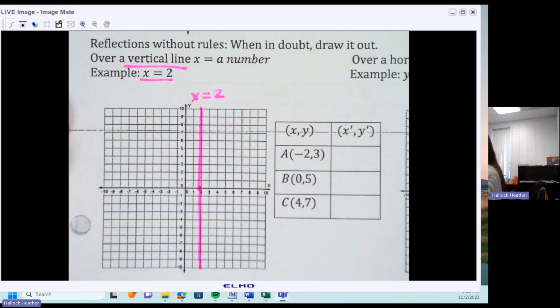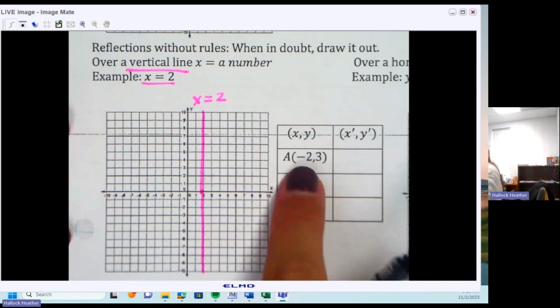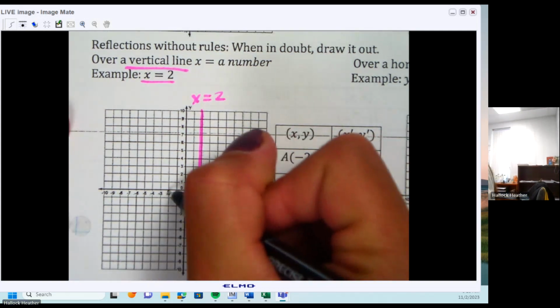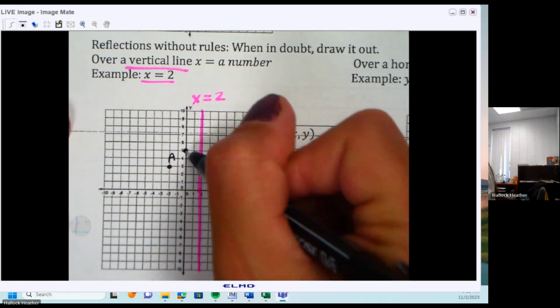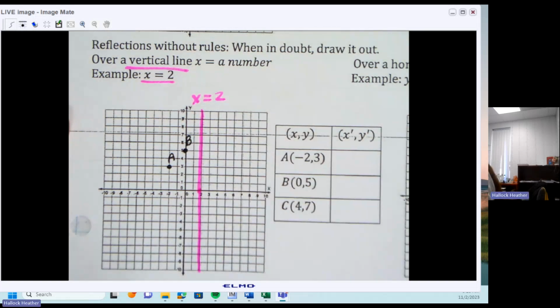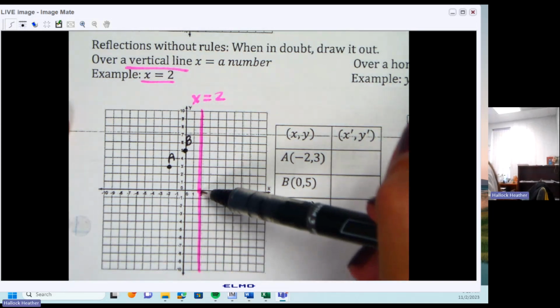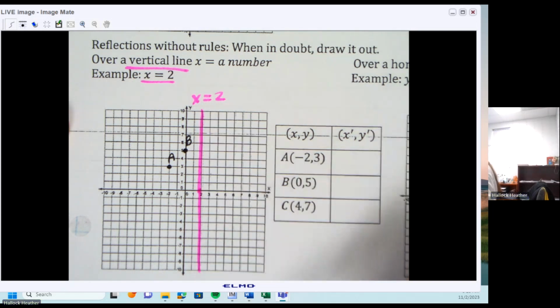And now we are going to plot the original points, and then we're going to use the same method. Instead of reflecting across the y-axis, we're reflecting across this line x equals 2. There is no rule that you can use, so we're literally going to have to use the counting method. So plot your original points, (-2, 3). B is at (0, 5). Huh? What about the 2? Yeah, so 2 is right here, and then you just go straight up, straight down.